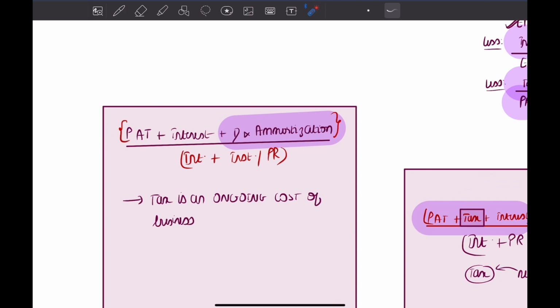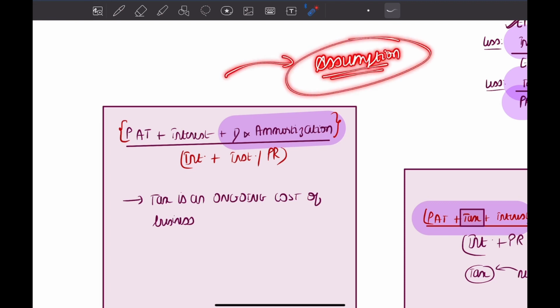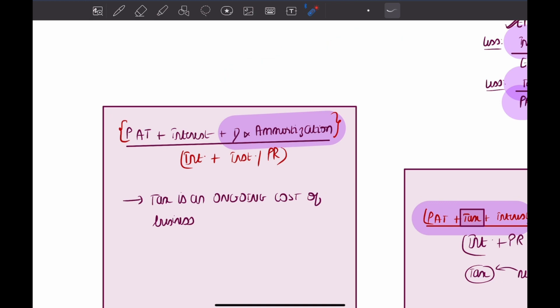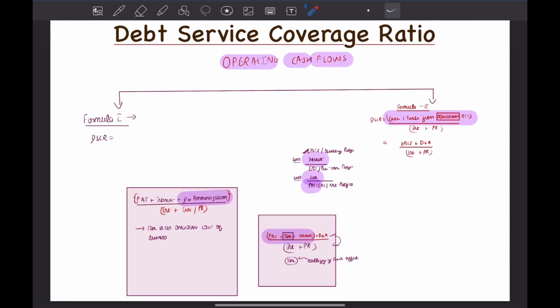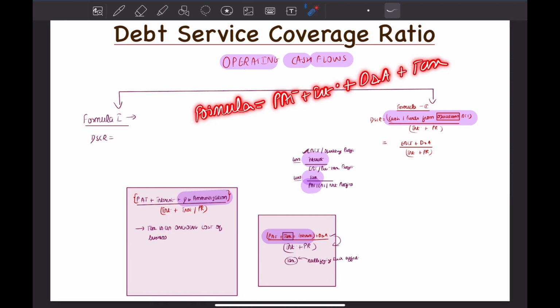But as far as your examinations are concerned, you need to write a proper assumption wherein you will be stating that apart from this formula or this formula, whichever you choose, there is another formula, and you have to specifically write the formula for the same, right? PAT plus interest plus depreciation and amortization. In case you have opted for this formula, then write taxes. In case you opted for the other formula, do not write taxes, but you have to write the formula.